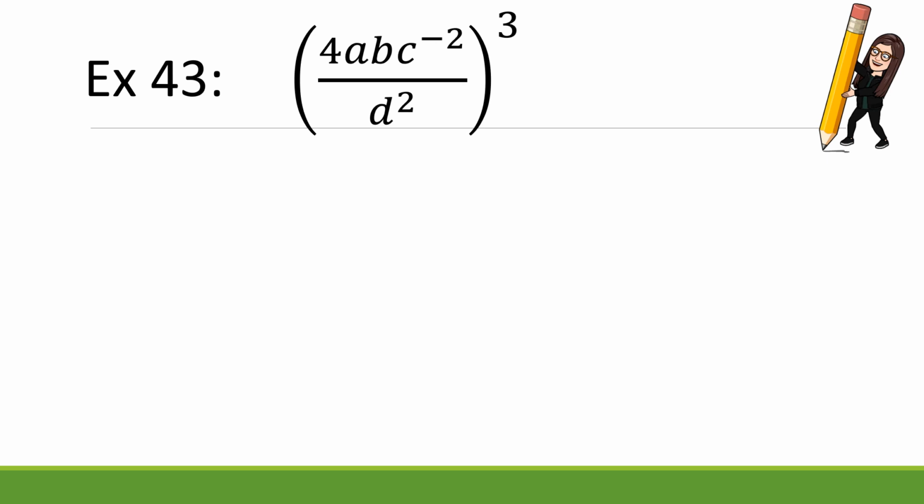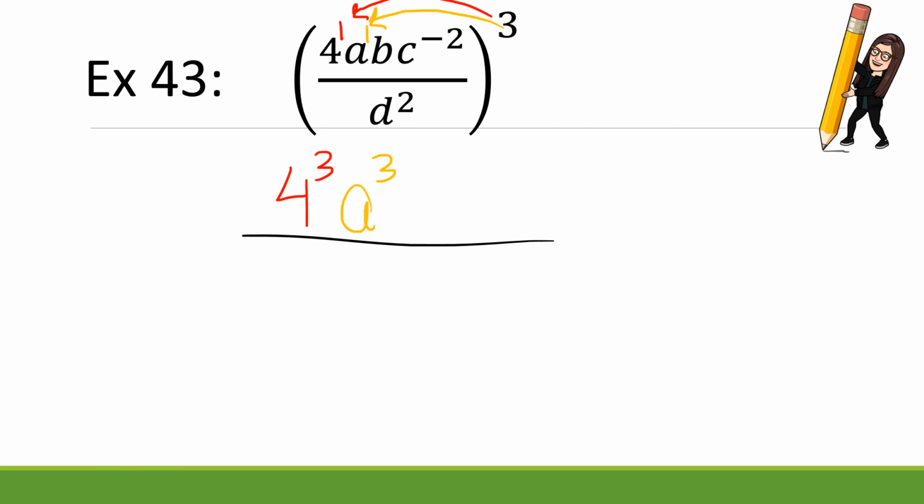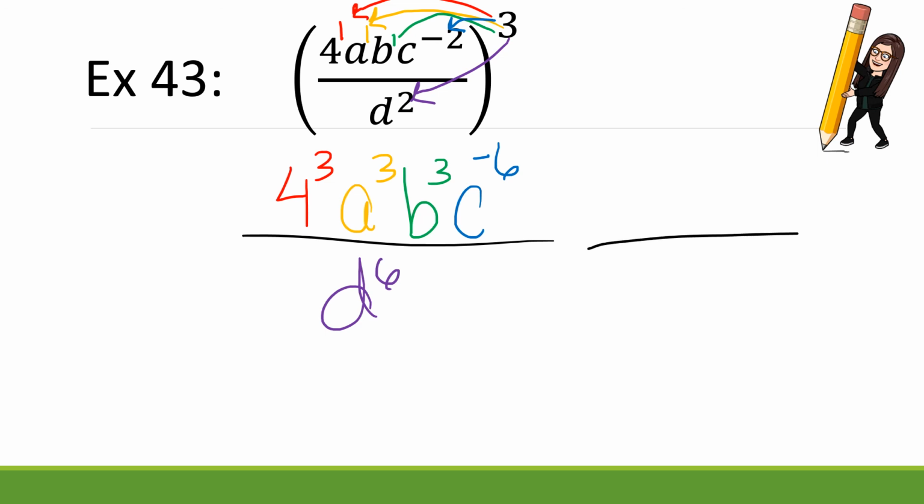We have 5 pieces. Let's get going. I have an exponent of 1. 3 times 1 is 3. I have an exponent of 1. 3 times 1 is 3. I have an exponent of 1. 3 times 1. I have an exponent of negative 2. 3 times negative 2. I have an exponent of 2. 3 times 2.